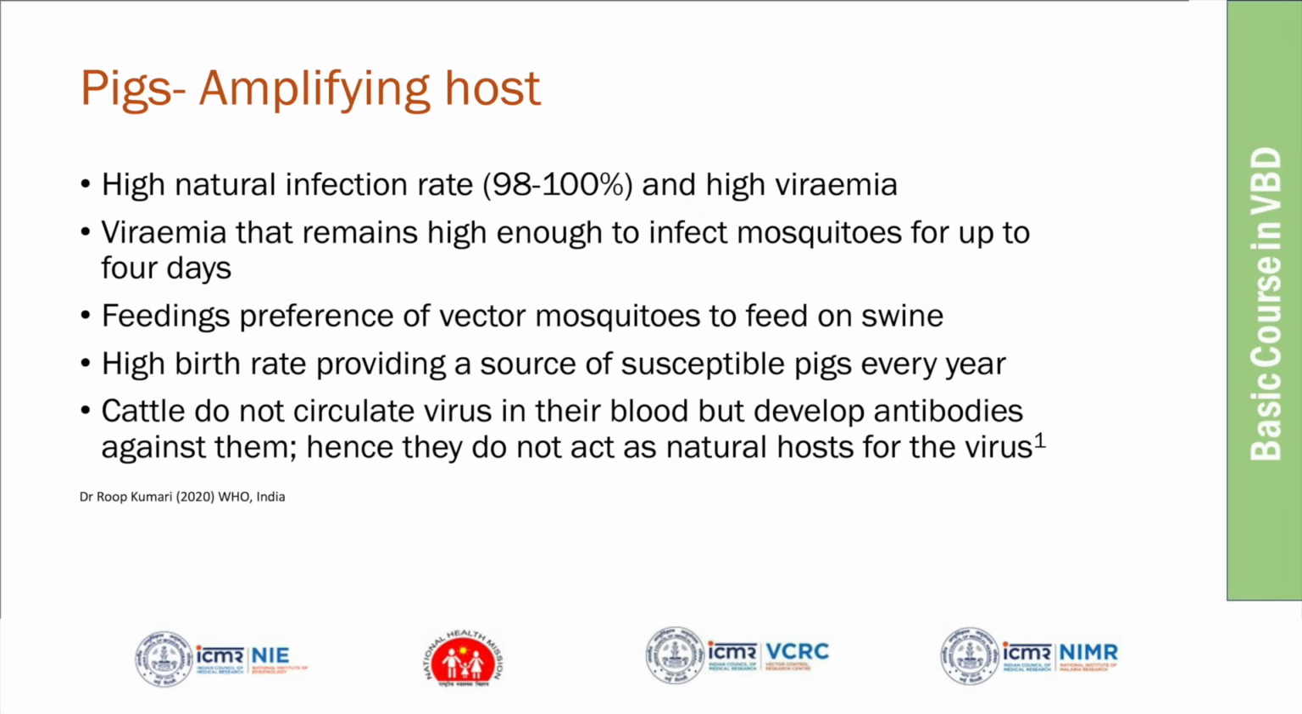So why are pigs amplifying hosts? They have a natural infection with this JEV virus, and this Culex species has a predilection, a favoritism, to feed on pigs. They like feeding on swine blood, and the viremia remains high enough to infect mosquitoes for up to 4 days. The feeding preference for vector mosquitoes to feed on swine is very high. As I have told you before, cattle do not circulate the virus because they develop antibodies. Hence, they do not act as a natural host for the virus.